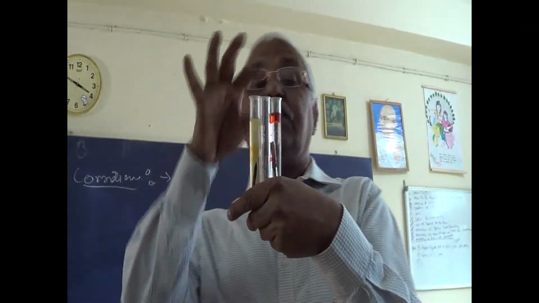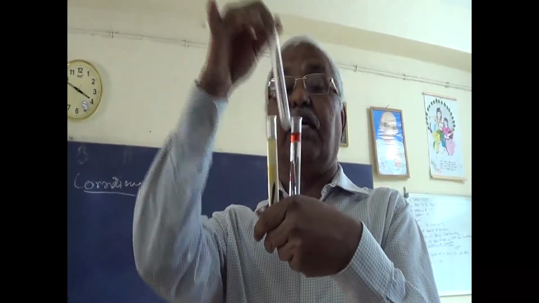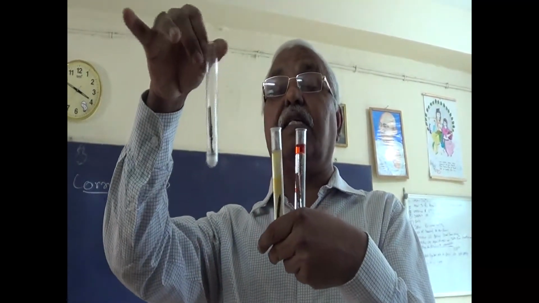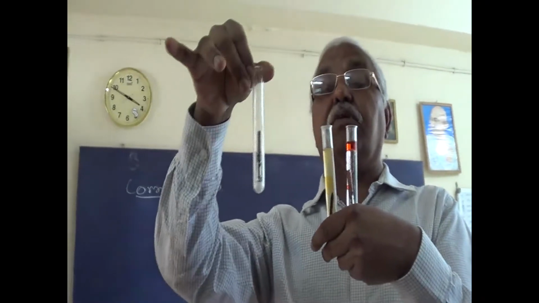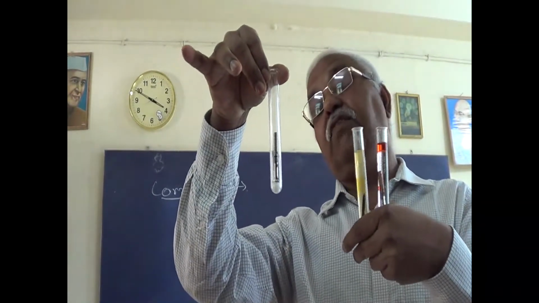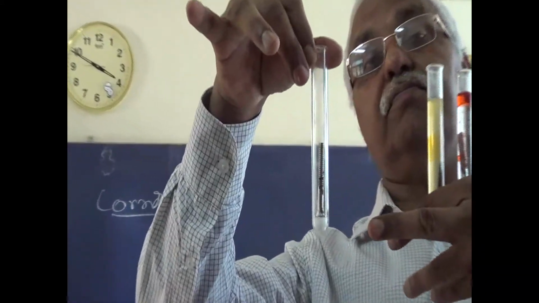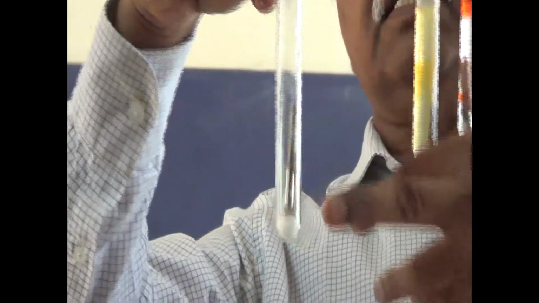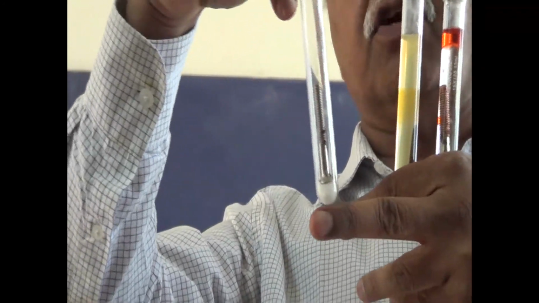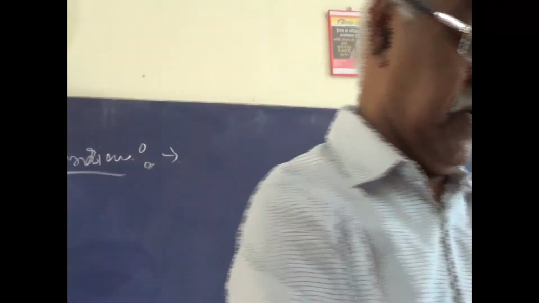Obvious, in the middle test tube, where there is anhydrous calcium chloride, it will absorb the moisture. So only oxygen will be there. Therefore, it will not corrode. Moisture will be absorbed by the anhydrous calcium chloride. So what happens? It is moisture free, only oxygen, no corrosion will take place.